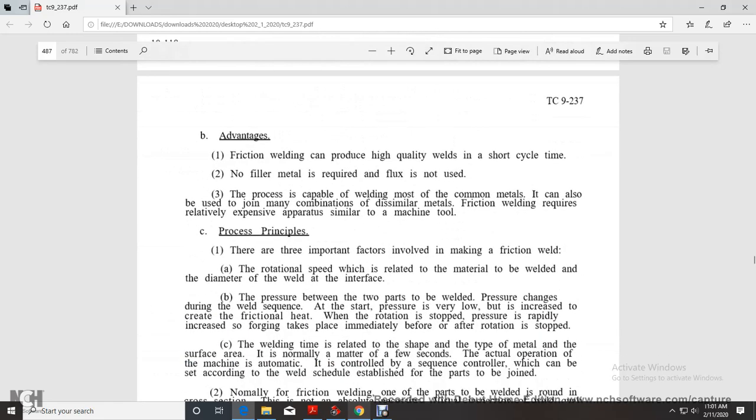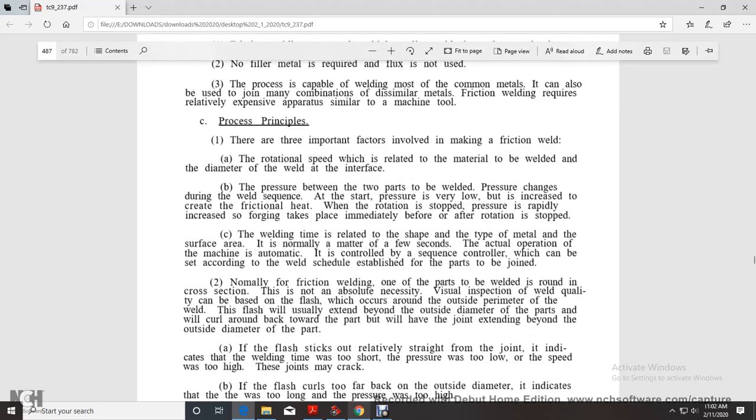The advantages are that friction welding can produce high quality welds in a short cycle time. No filler metal is required and flux is not used. The process is capable of welding most of the common metals, and also many dissimilar combinations. Friction welding requires relatively expensive apparatus, similar to a machine tool.